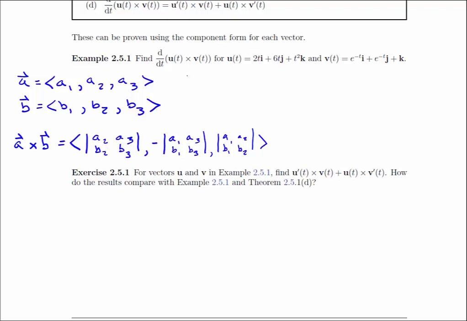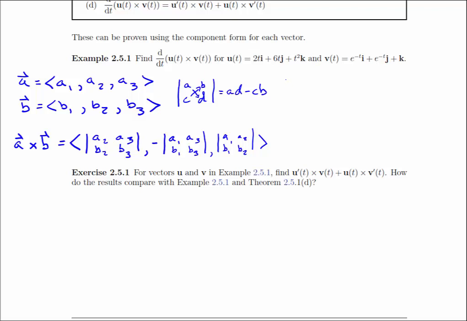A determinant is given by, if I have, say, A, B, C, D, this determinant is calculated as A times D minus C times B. We're not going to talk about what a determinant is. It is really just a formula here. So we have this formula for these three different components that we can use. Now we need to do this in the context of this specific situation.